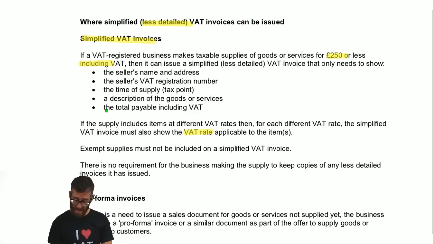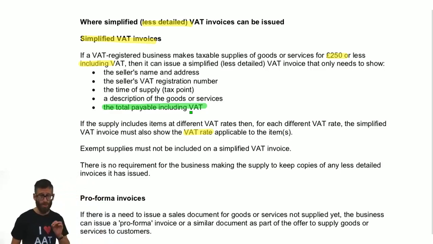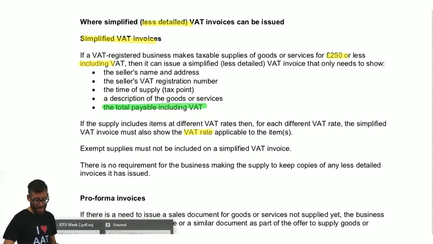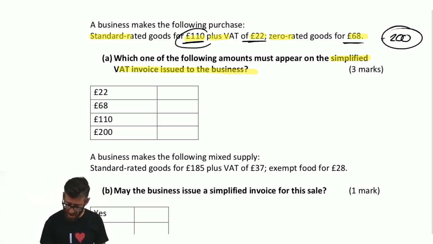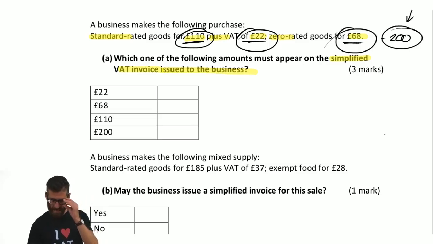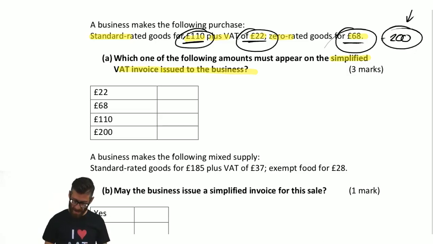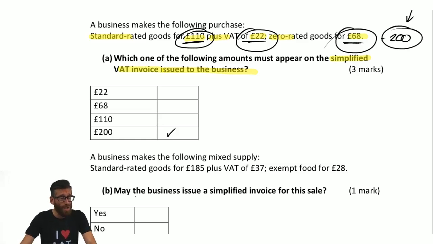But by relaxing and taking a measured approach, what you can see is the total payable including the VAT. The total payable, including the VAT, means that back here in this task, we need the total. Well, 110 plus 22 plus 68 is 200. And that did say including the VAT. So which one of the following amounts appears? It's going to be this one, 200. Guys, the answer's there for you. Just take your time, don't rush. Keep calm, focus on the information.